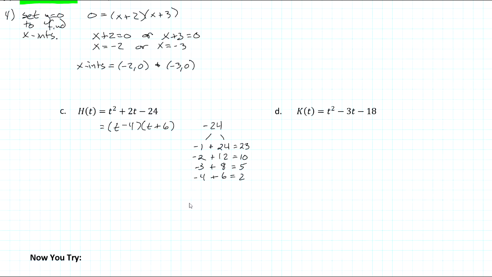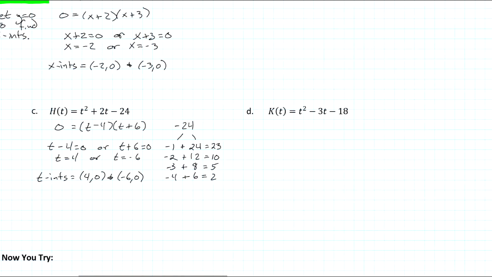If we FOILed it back out, we'd get t squared plus 6t minus 4t, and then minus 24, and the middle terms would add to 2t. Let's set this equal to 0. So we get t minus 4 equals 0, or t plus 6 equals 0. So t equals 4 or negative 6. So we can say that the t-intercepts, not x-intercepts in this case, are the points (4, 0) and (-6, 0).